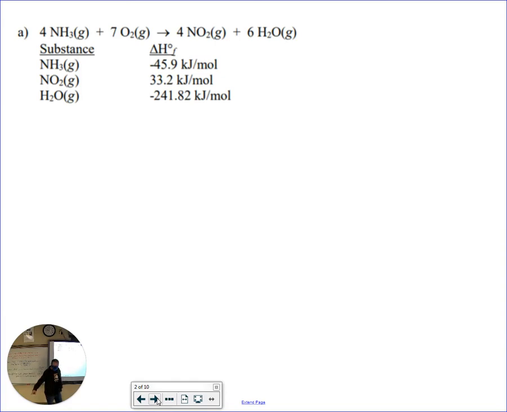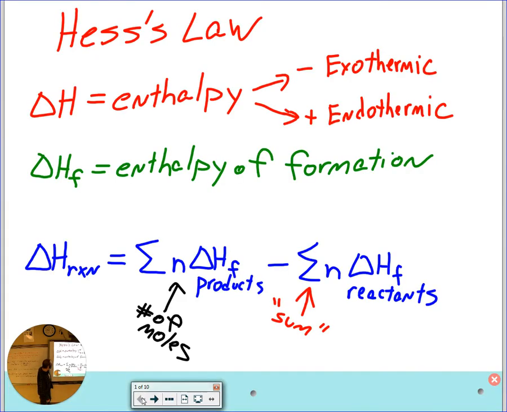It looks like a combustion reaction, right? Even though we're not getting CO2 and H2O, oxygen is combining with both the nitrogen and the hydrogen, so it's very, very similar to combustion. In fact, I would consider this a decent example of a combustion reaction. Now, what they give us down here are the delta H of formation of these three substances: ammonia, nitrogen dioxide, and water.